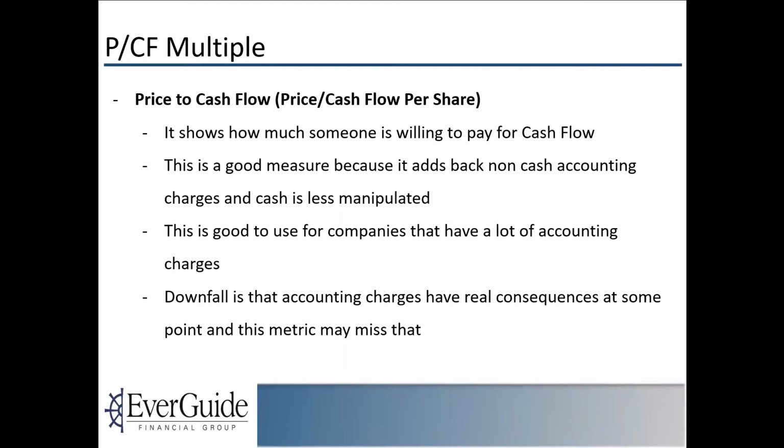The next one is price to cash flow. This is just price divided by cash flow per share. Again, what somebody's willing to pay for cash flow. The reason why this is a good measure is because it adds back non-cash accounting charges, such as depreciation and amortization. It also is because cash is less manipulated. You can't make changes to cash. The cash is what it is.